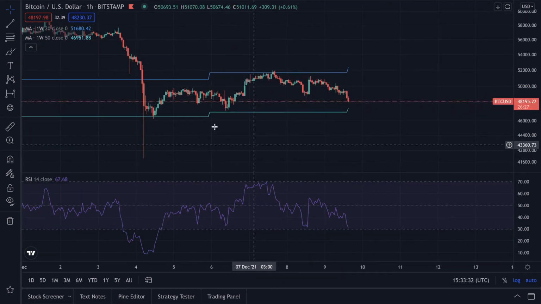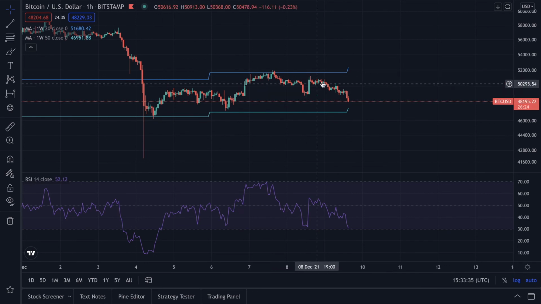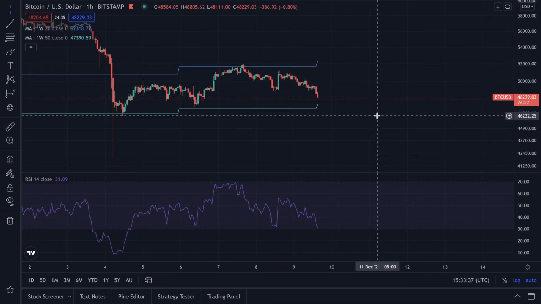Regardless, we are holding the 50-week moving average thus far. The 20-week moving average is holding as resistance. Fingers crossed to see if we're able to break through.